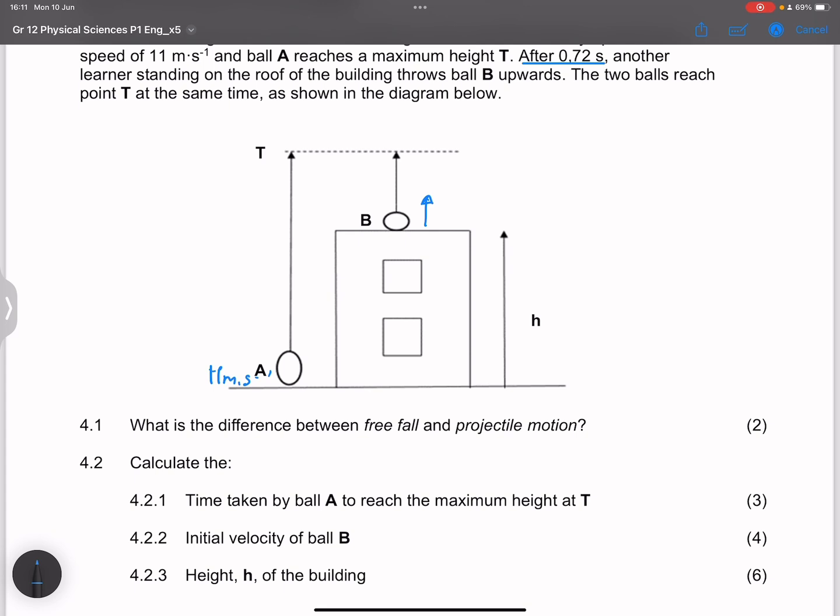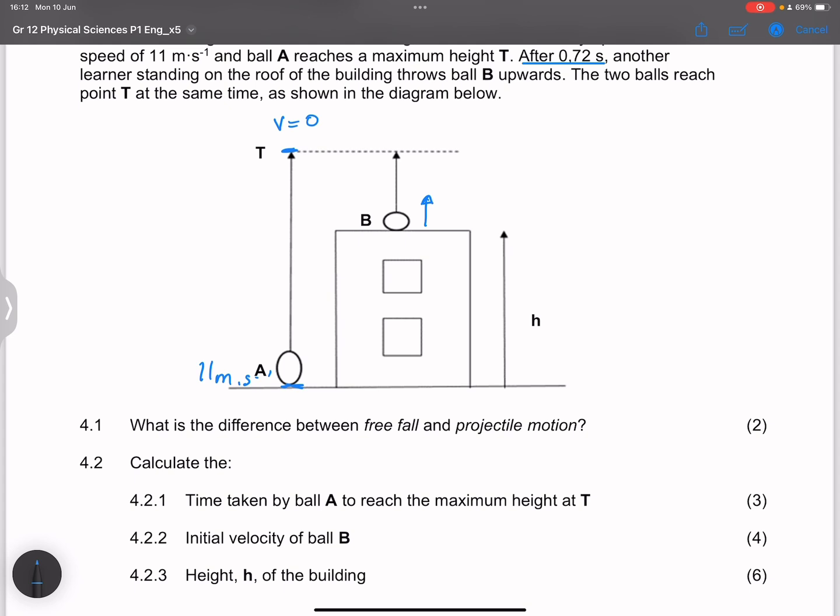Right, so the first question, calculate the time taken by ball A to reach the maximum height at T. Now note, ladies and gents, from the ground to get to T, we know that the velocity at T should be equal to 0. The initial velocity was 11 meters per second. Let me just fill that in very well. And we know that it moves under gravitational acceleration.